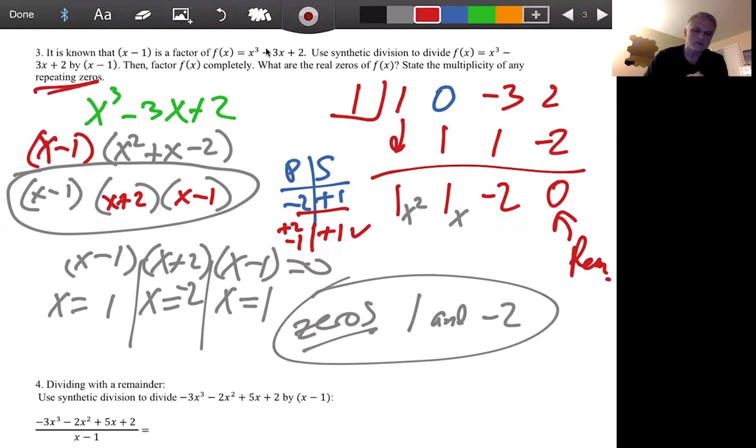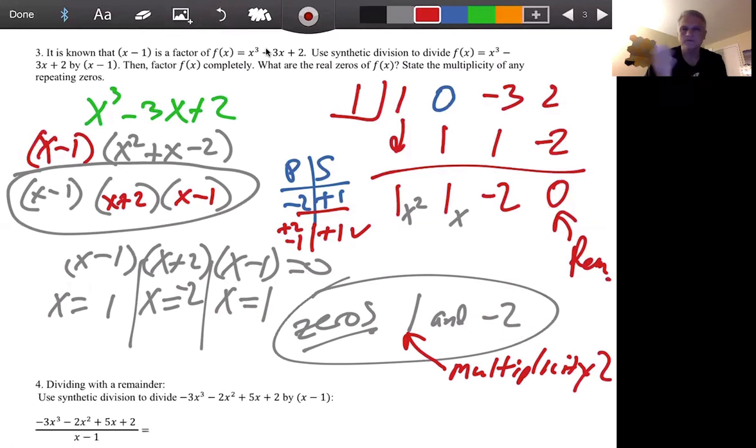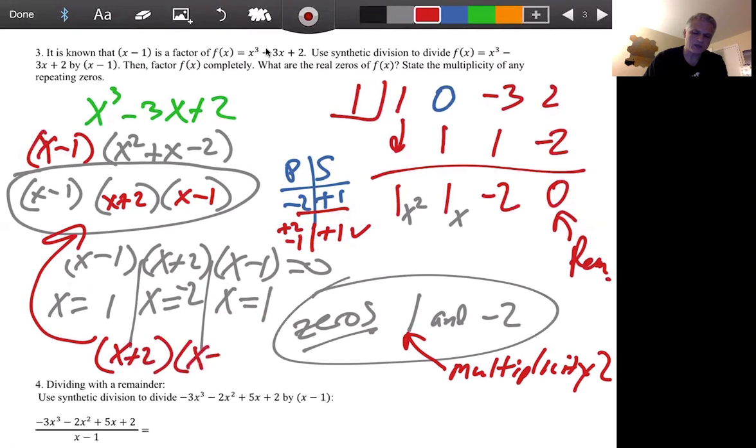Now it says, state the multiplicity of any repeating zeros. This one repeated. So 1 is twice, so it has a multiplicity of 2. Negative 2 has a multiplicity of 1, which we don't need to mention. So if we want to make an even better answer for the fully factored version, it would be x plus 2 times x minus 1 squared.